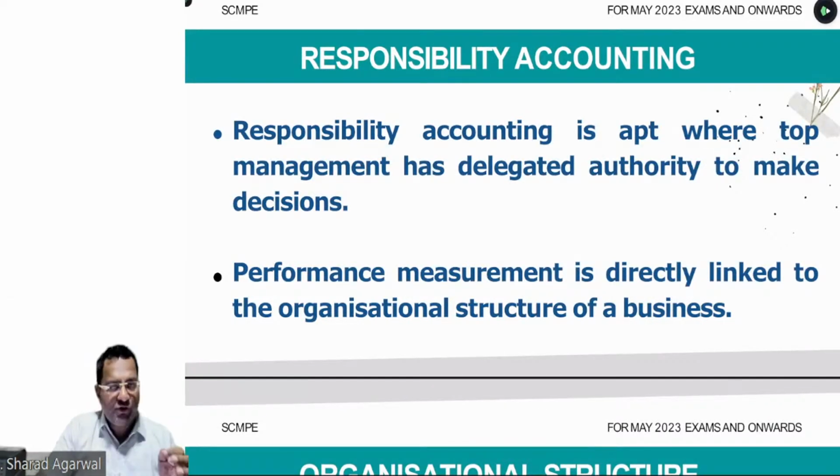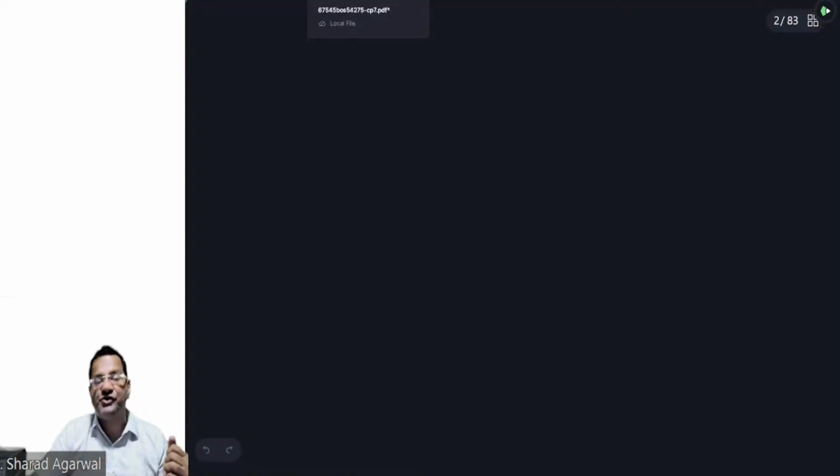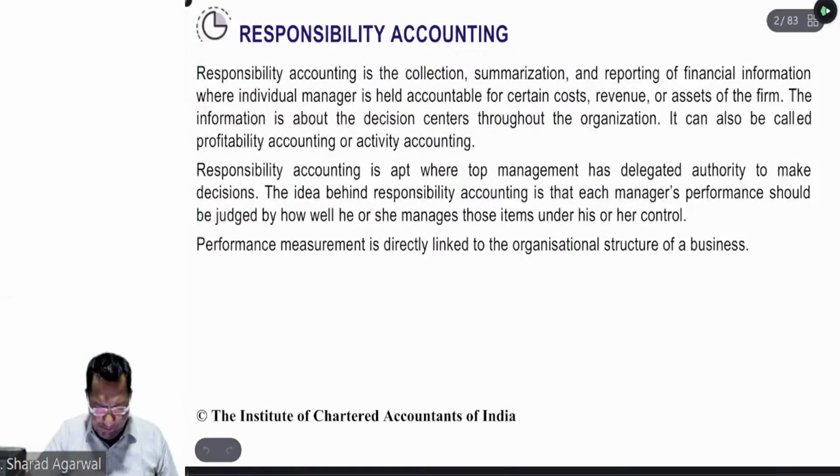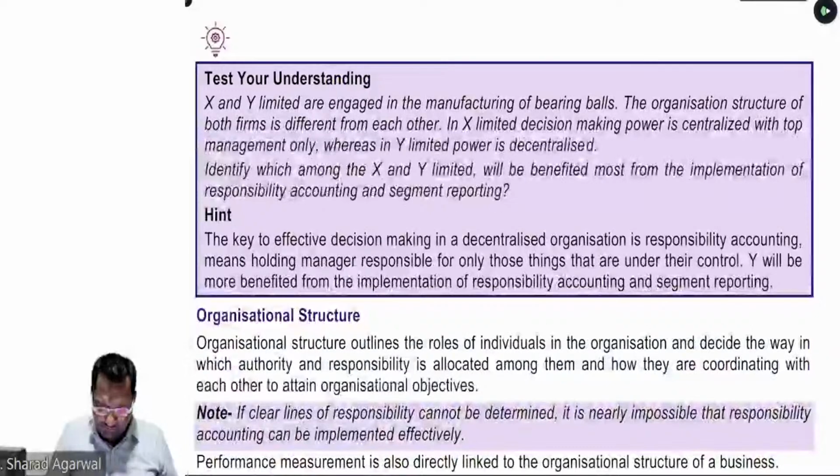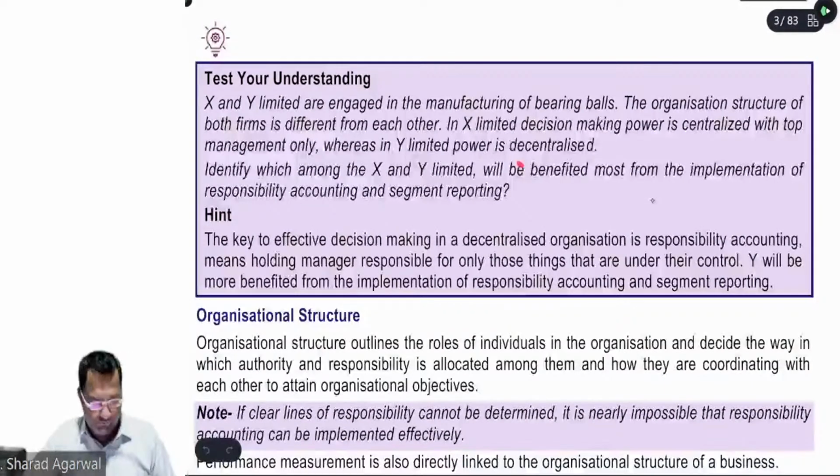Okay, beta. A very short question is available in the study material. Let's discuss that one before going further regarding the organizational structure. This is a very simple question. Let's start reading it and you can answer it very effectively. X and Y Limited are in the manufacturing of bearing balls. So there are two companies, X Limited and Y Limited. They are engaged in the manufacture of bearings.